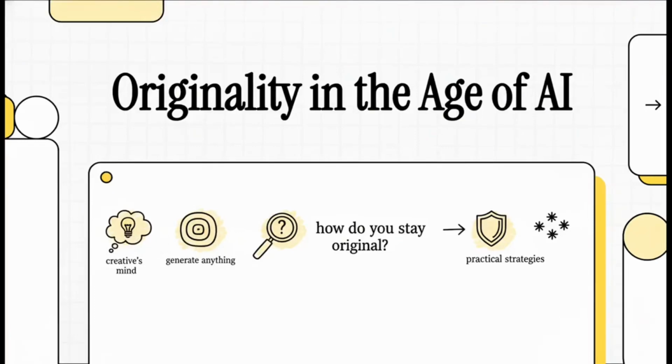Okay, today we are diving into something that's on pretty much every creative's mind right now. How in the world do you stay original when AI can generate just about anything? We're going to break down 5 really practical strategies to help you do exactly that.